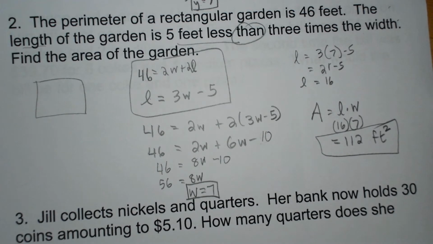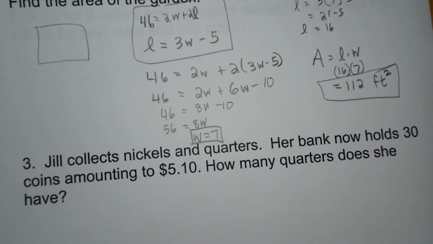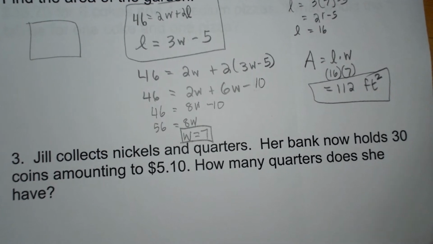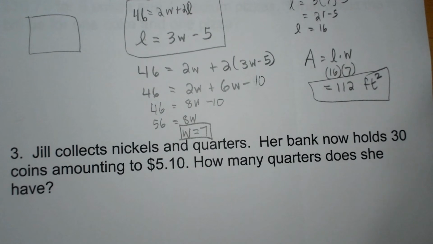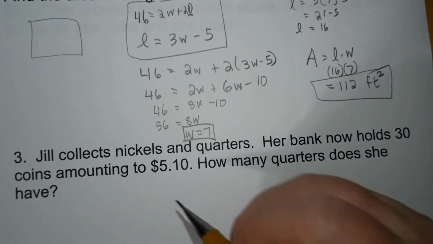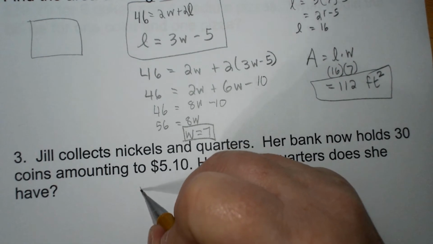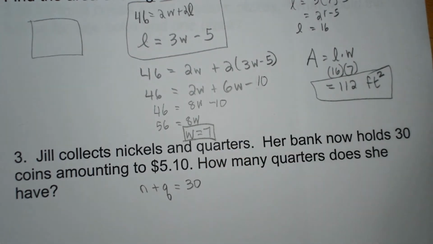So make sure when you are doing these that you are answering the question that they ask. Jill collects nickels and quarters. Her bank holds 30 coins amounting to $5.10. We've seen something like this before. We saw dimes and nickels. Now we have nickels and quarters. So we have nickels plus quarters equals 30.